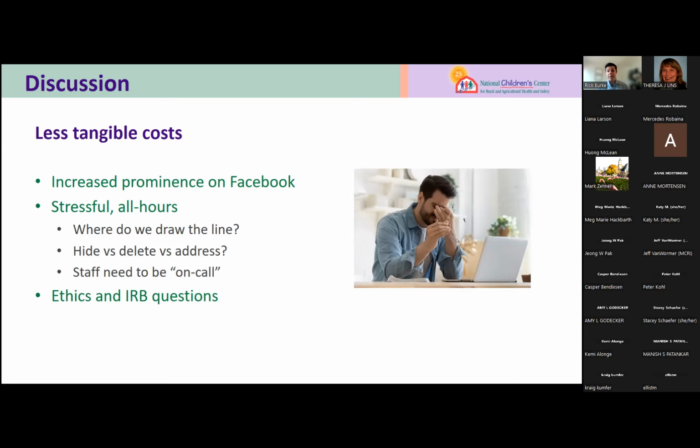And then the last cost and concern are some ethical and IRB questions in that you are showing this information in these images to people who have not consented to be shown them. This typically isn't a concern with a lot of IRBs.